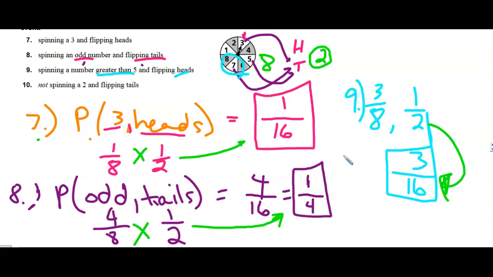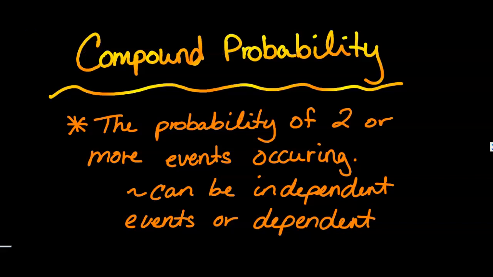You think you get it? Awesome. So that is how we do compound probability independently. Again, we're talking independent compound probability.